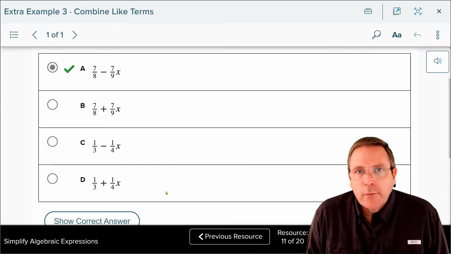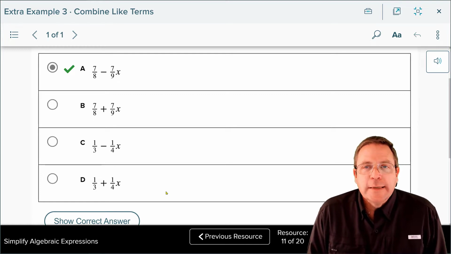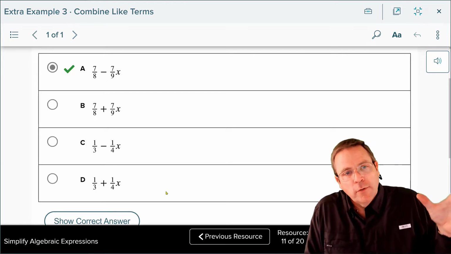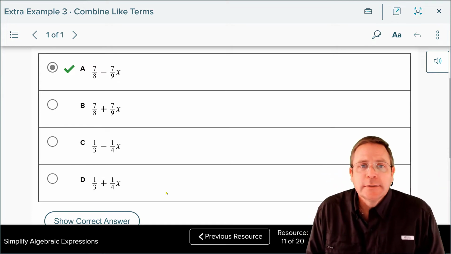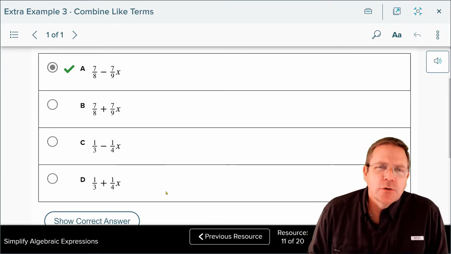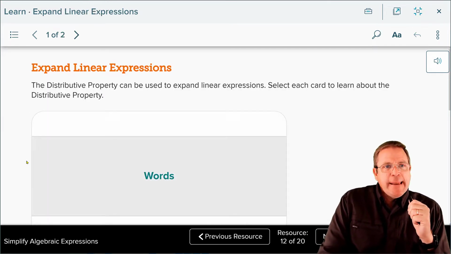I don't like the way they wrote this. You're going to learn later in the math, the standard form is a descending order where you use the variable with the largest exponent first and then keep going down, and your constants like 7/8 should always be on the end. The next thing we're going to do is learn how to expand linear expressions.